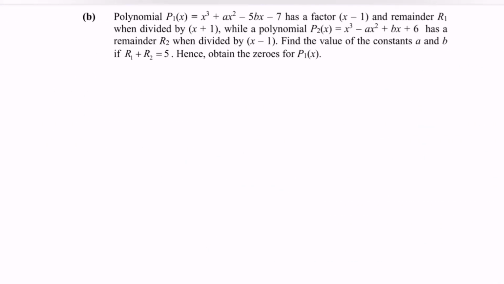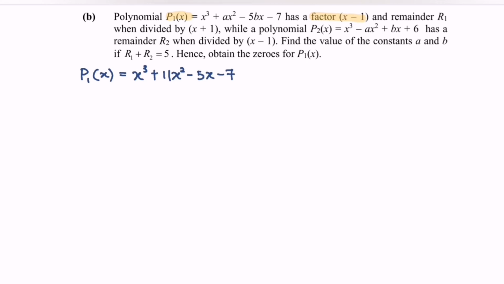So now we need to substitute the values into p1. So p1(x) will be equal to x cubed plus 11x squared minus 5x minus 7. The question asks us to obtain the zeros for p1. So since we have the info, p1 has a factor x - 1.